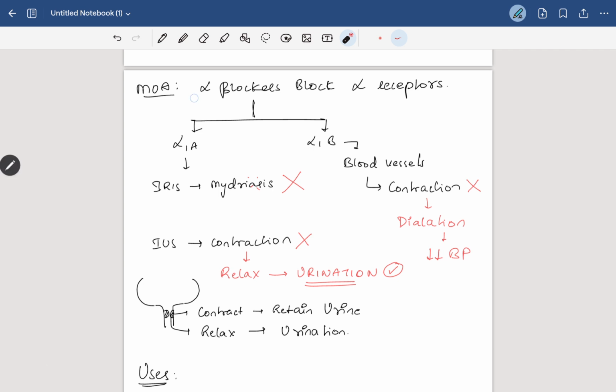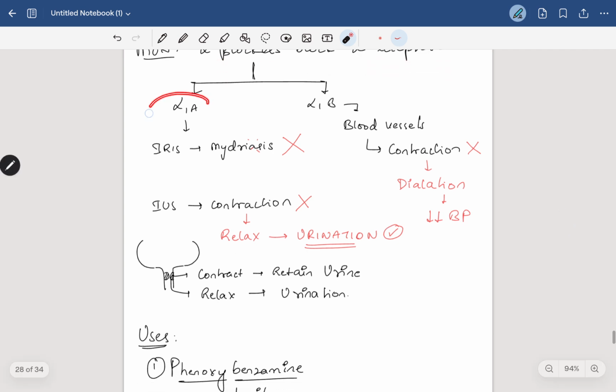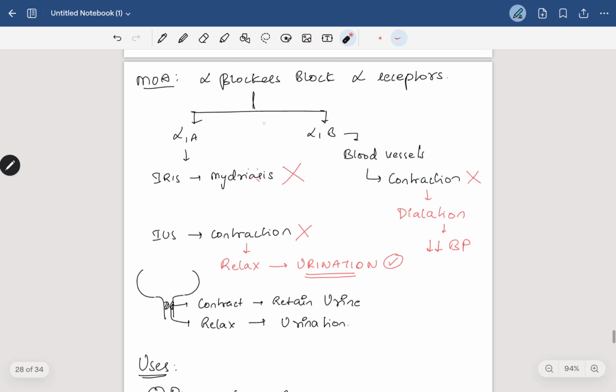So coming to the mechanism of action. Alpha blockers, what do they do? They block alpha receptors. Now where are these present? They are present as alpha 1a and alpha 1b. We know that in the iris it causes mydriasis, right? That is the normal function. But alpha blockers will block this action. They will not let mydriasis happen. There can be paralysis of that action, or it can cause miosis also. But usually mydriasis will not take place.